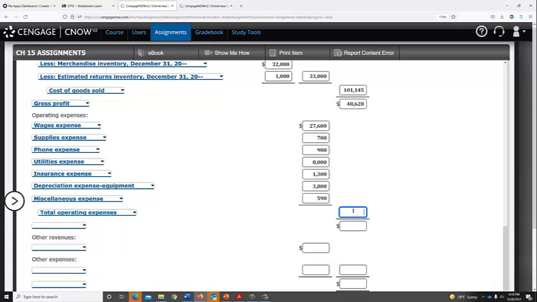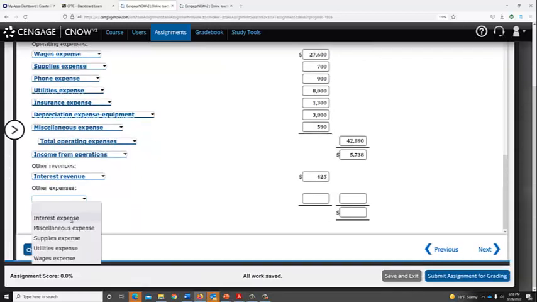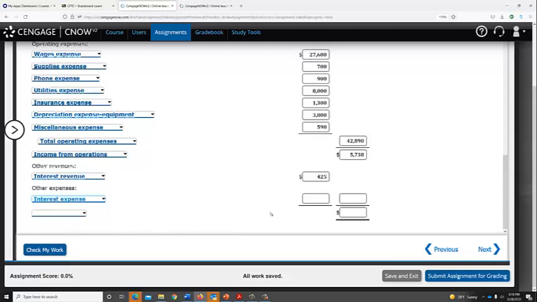So total operating expenses are $42,890, which is going to give me income from operations of the difference of $48,628 and $42,890. So $57.38. Then I have my other revenue, which was interest revenue. That was $425. And then other expenses, which was the interest expense, and that was $4,700.